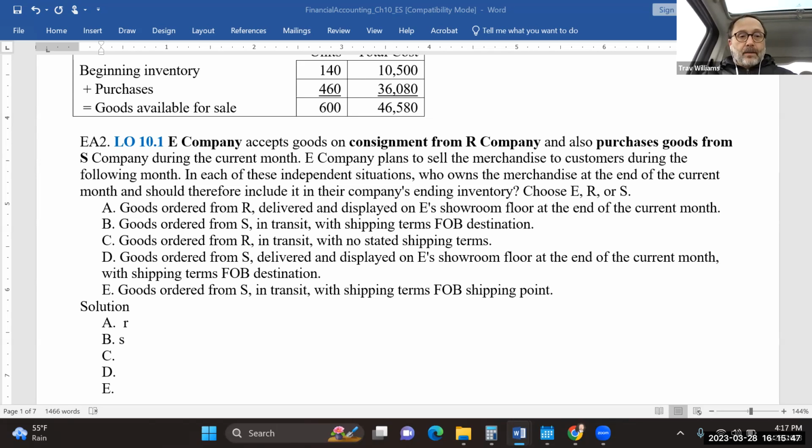For D, goods were ordered from S, and they've been delivered. The shipping terms don't matter because they've already been delivered, right? The shipping terms only matter when they're in transit. So if the goods were ordered from S and they've been received, then now they are the property of E.